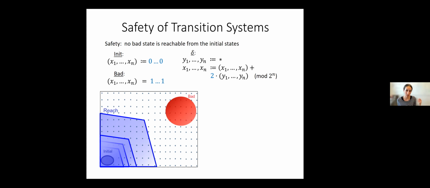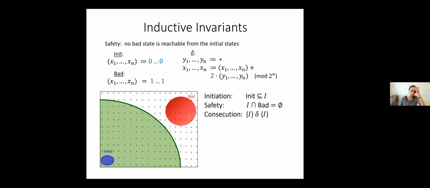Starting from init and executing steps of the system, we cannot get to a bad state. And here, clearly, it's very easy for us to see that this is the case because the counter always remains even. So we cannot get to a state where the last bit is 1. But then the question is how to do it automatically. And a prominent way in which safety is being verified is by inferring an inductive invariant.